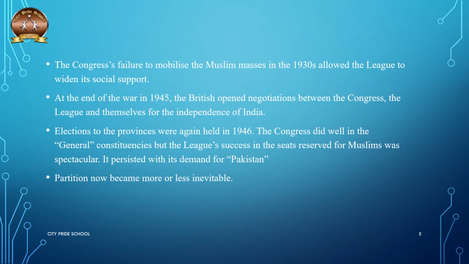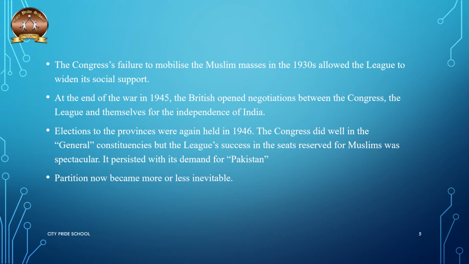Children, when in 1930s Congress was not able to mobilize Muslim masses, it allowed the League to widen its social support. Children, we have discussed in the previous slide that the provincial elections of 1937 convinced the League that Muslims were in minority and they would always have to play a lesser role or second important place in any democratic structure. So this feared Muslims that they may even go unrepresented.